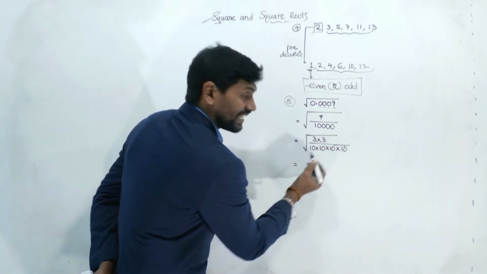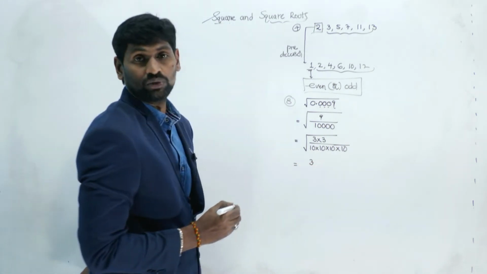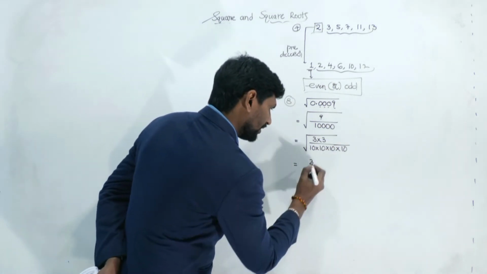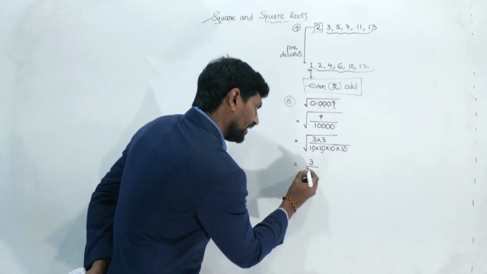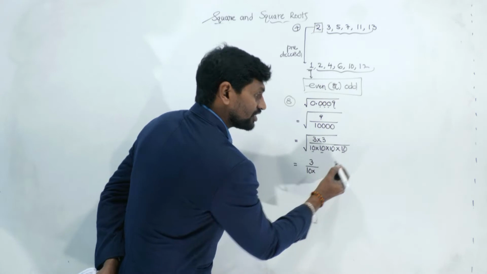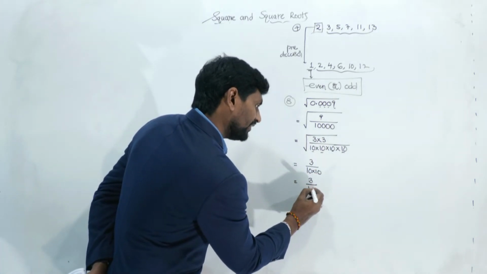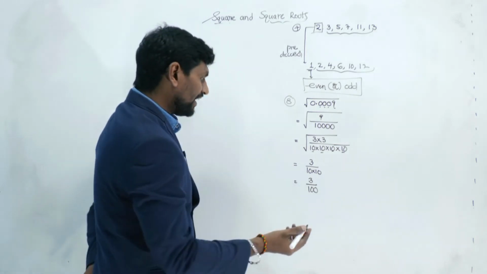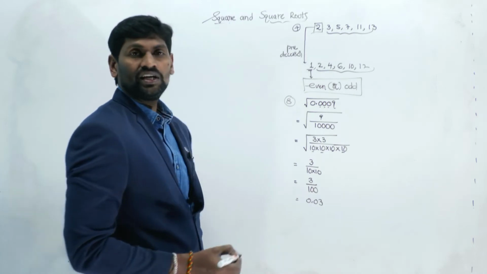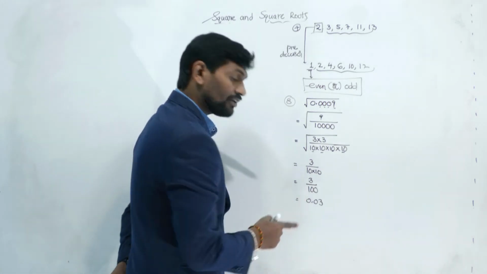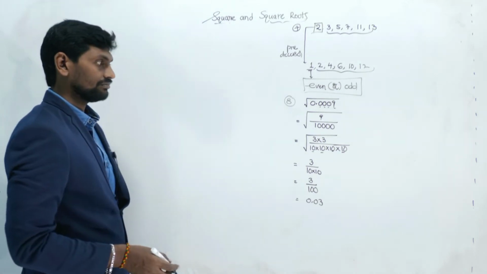From these two same numbers, one number will come without the root. So numerator only 3 will come. From denominator, these two tens, 10 we can write. Again from these two tens, 10 we can write. That means 3 by 10 into 10, 100. 3 by 100 converted into decimal form, 0.03. That is our required answer.